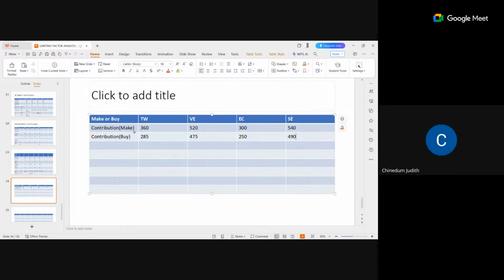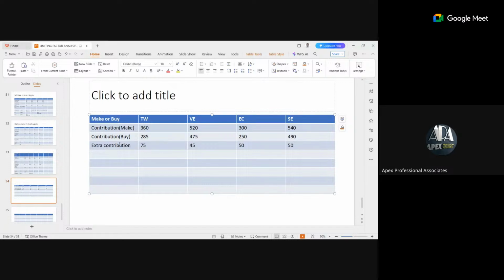So what is the difference between the two now? If we are to make or buy, do we have extra contribution? Yeah, 95 extra contribution. 360 minus 285, 95. 75, sorry. 45. 50. So if we are to make, it means we'll make more profit. We have extra contribution rather than buying.